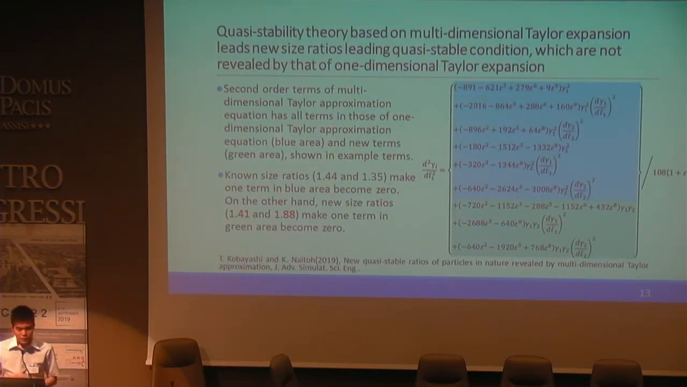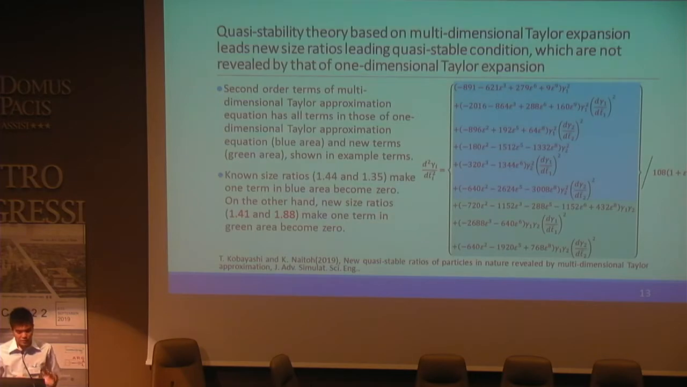Quasi-stability theory based on multidimensional Taylor expansion leads to new size ratios leading to quasi-stable conditions, which are not revealed by that of one-dimensional Taylor expansion. These are the second-order terms of the multidimensional Taylor approximation equation. These terms include all terms in those of the one-dimensional Taylor approximation equation, which are shown in the blue area, and new terms which are shown in the green area.